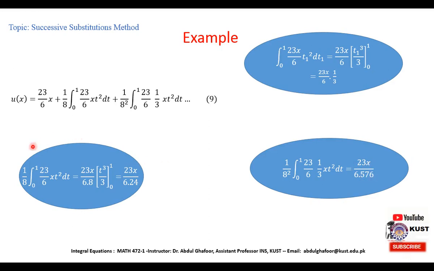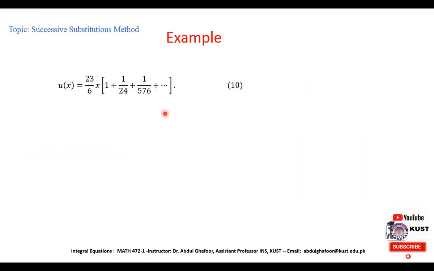Now using the value of this integral and this integral in equation 9, we are getting equation 10. So equation 10 has been obtained from equation 9 by taking 23 by 6 x common from the whole series, and by taking this common we are getting 1 plus 1 by 24 plus 1 by 576 and so on. Now you can see that in equation 10 we have a series, and that series is basically 1 plus 1 by 24 plus 1 by 576 and so on.